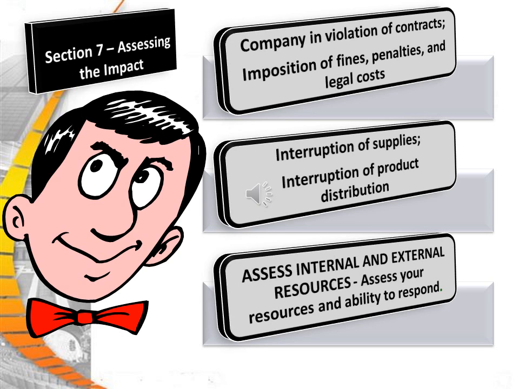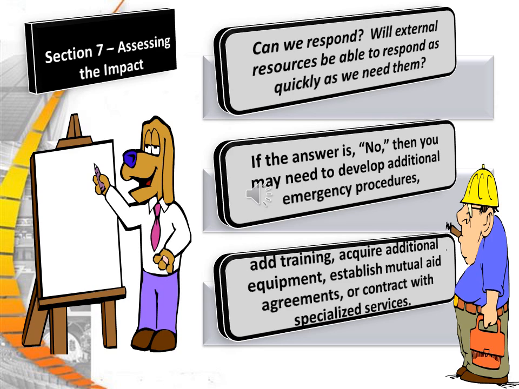What will be your internal and external resources? Assess them. Can we respond? Will external resources be able to respond as quickly as we need them? If the answer is no, then you may need to develop additional emergency procedures, add training, acquire additional equipment, establish mutual aid agreements, or contract with specialized services.